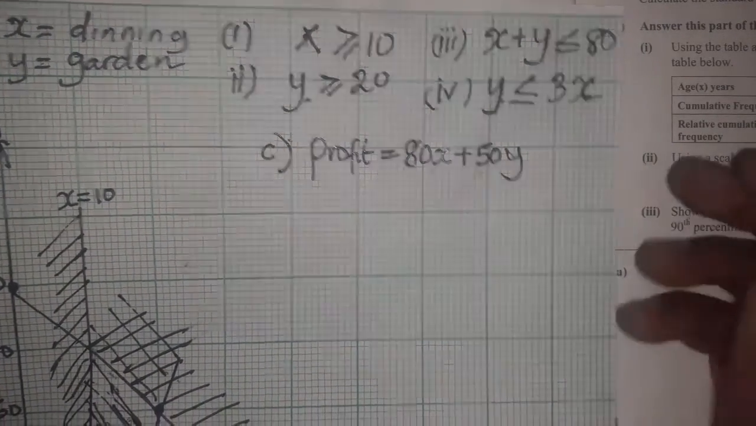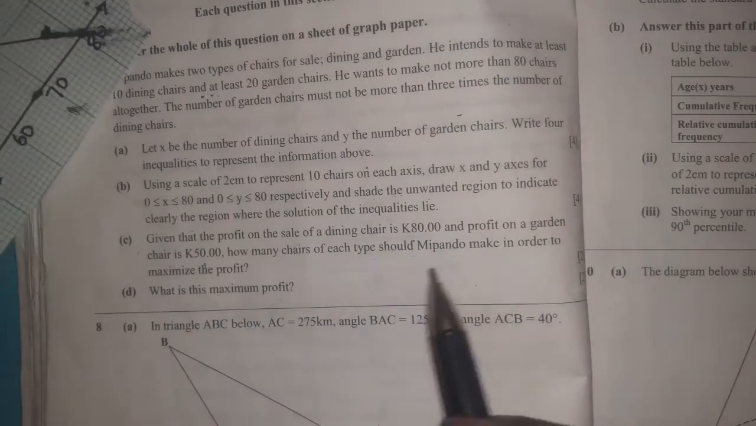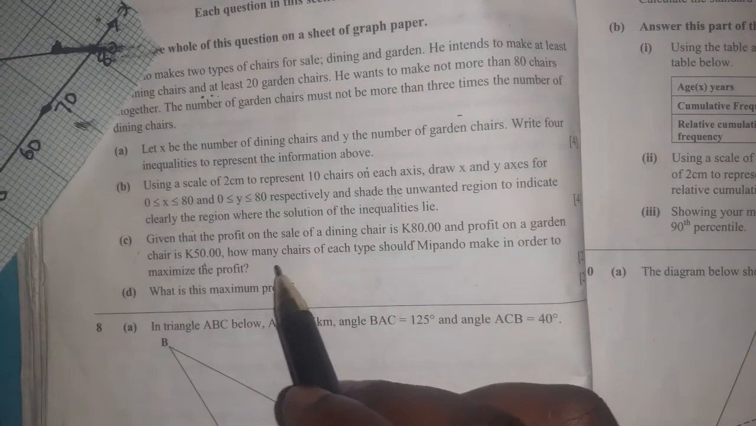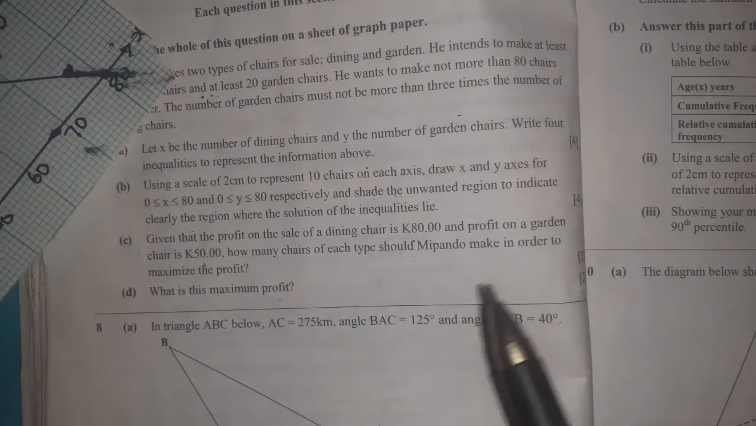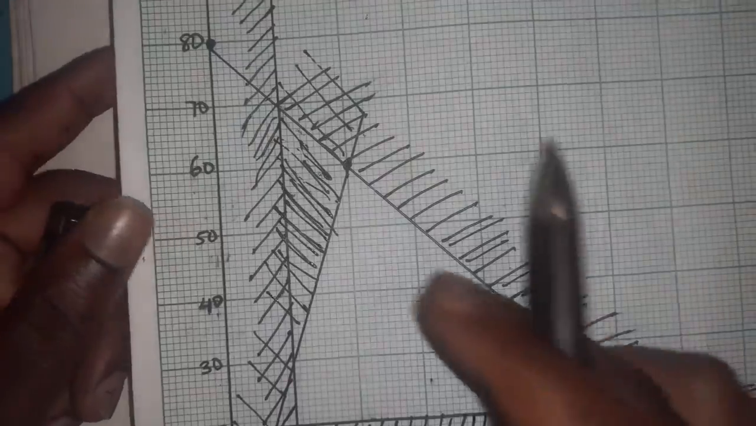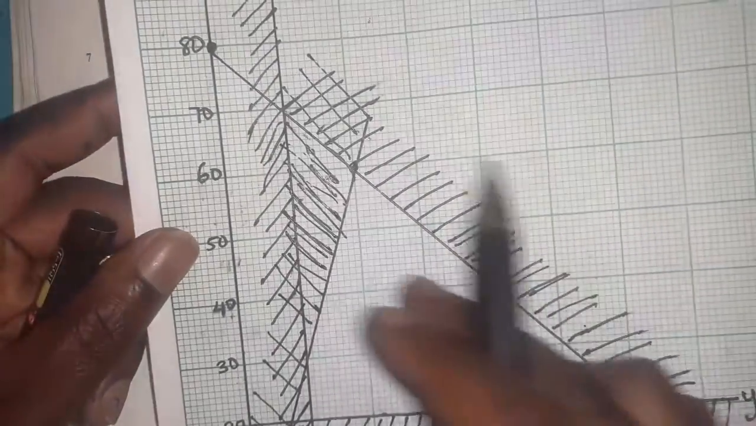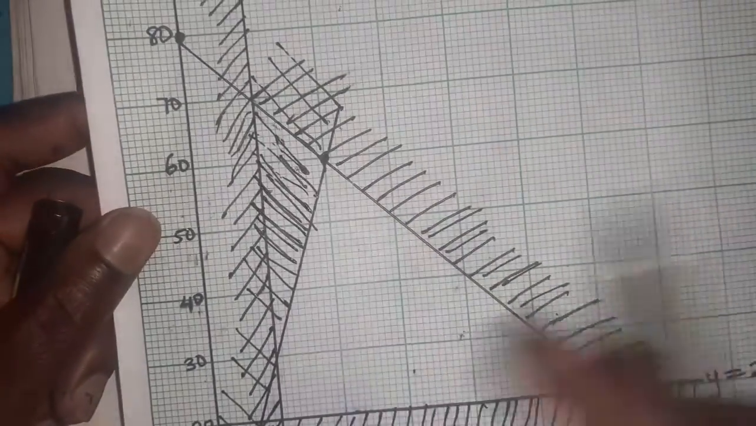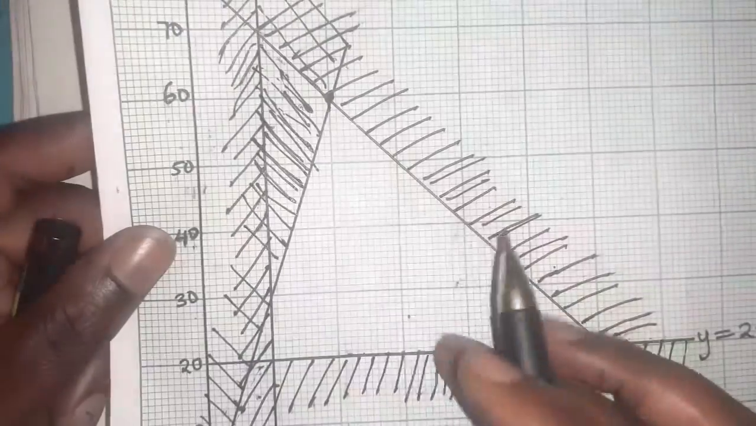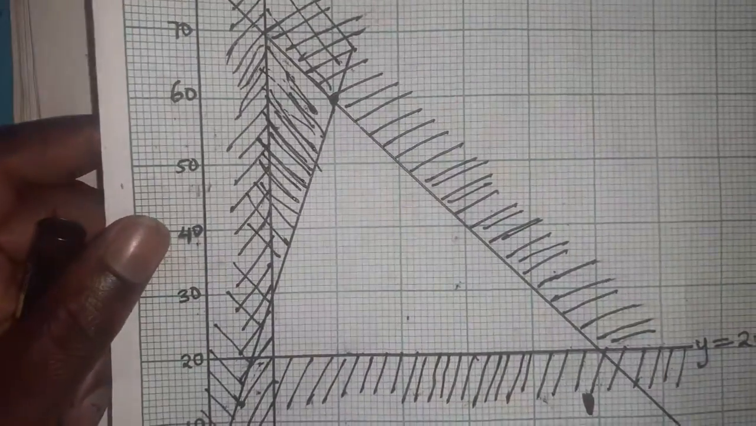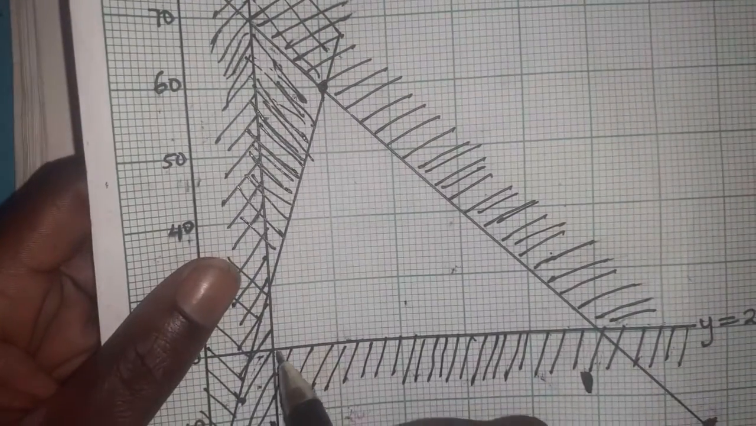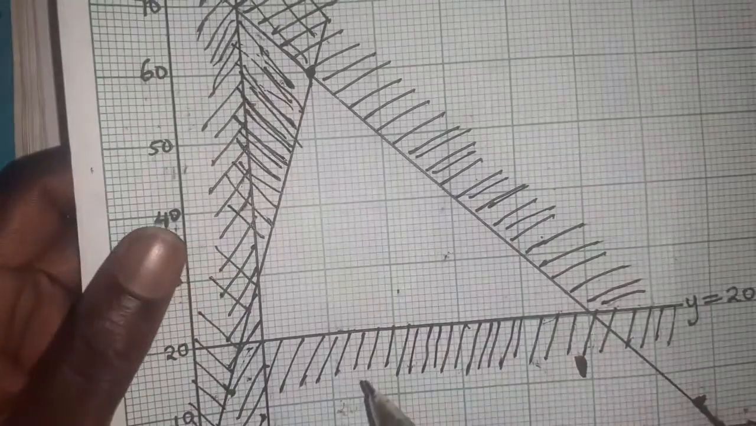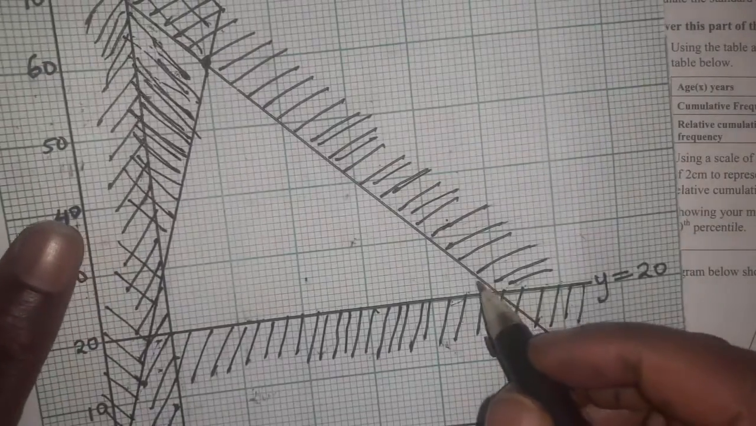Okay? So now the question is, how many chairs of each type should Mipando make in order to maximize profit? So what are we going to do? This whole region here, this is where the solutions do lie. All these points here. But the easier way is to get the coordinates of all the corners of this region that we have identified here. So how many corners do we have here?